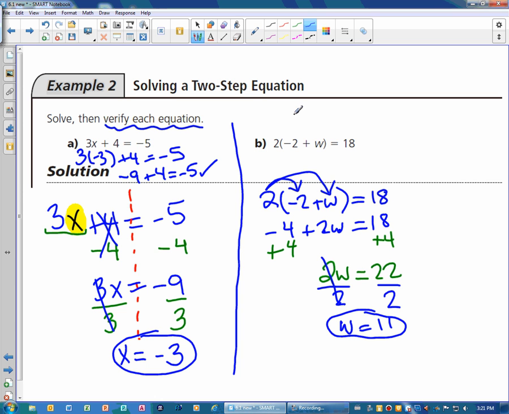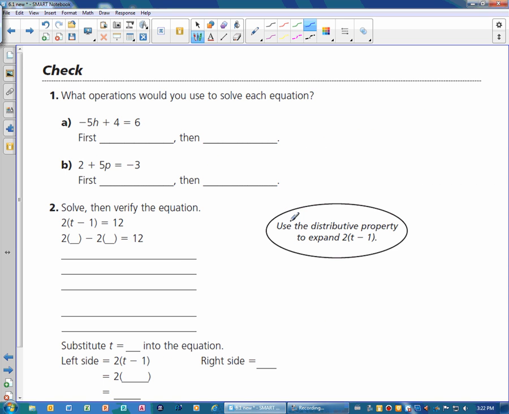All right, let's go back and check. So I'll have 2 times negative 2 plus 11 has to make 18. Negative 2 plus 11 is 9. 9 times 2 is 18. Got it. Okay, so give it a check. Please go through these questions, pause the video, and then come back to make sure you got them right.